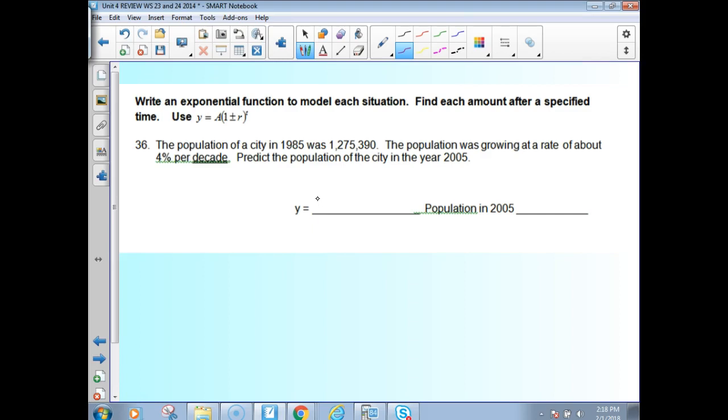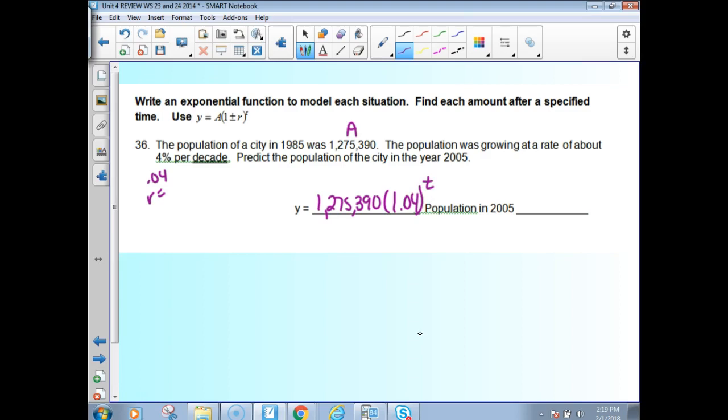So the initial value, 1,275,390. Then that would be times 1 plus our rate, which is 4%, 0.04 for our r value. And that'd be 1.04 when you add 1 plus 0.04. And that would be to the t.